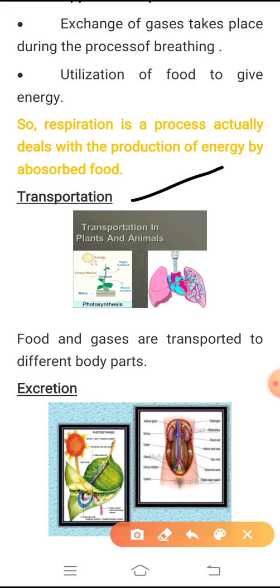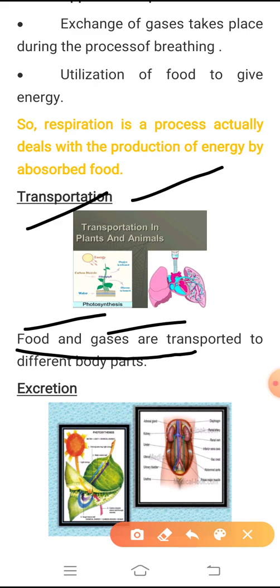Each and every cell in the multicellular organism's body needs some energy to perform its activity, right? What kind of activities do they have to perform? Their activities may be the exchange of food and gases, right? The food and gases are transported to different parts of the body under transportation. So you all have to recall what you have learnt in ninth standard, children. You have already learned the function of cells in ninth standard, right?